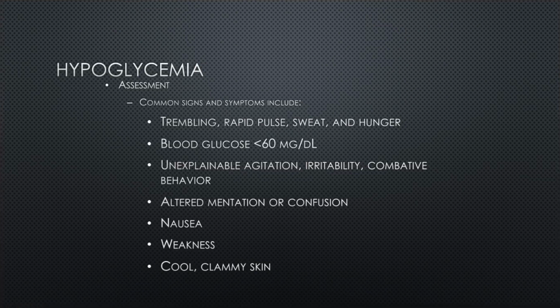Common signs and symptoms of hypoglycemia include blood sugar, of course, less than 60 milligrams per deciliter, hunger, agitation, irritability, and combative behavior that cannot be explained. They might have altered mentation or confusion, all the way to coma. Nausea, weakness, tachycardia, cool, clammy skin are all very common. They may be acting like they never would. This could be the nicest person you've ever met normally, but when they become hypoglycemic, they may be terrible to be around. They could be very violent, and it's not their fault. It's of course due to the altered level of glucose in their blood.